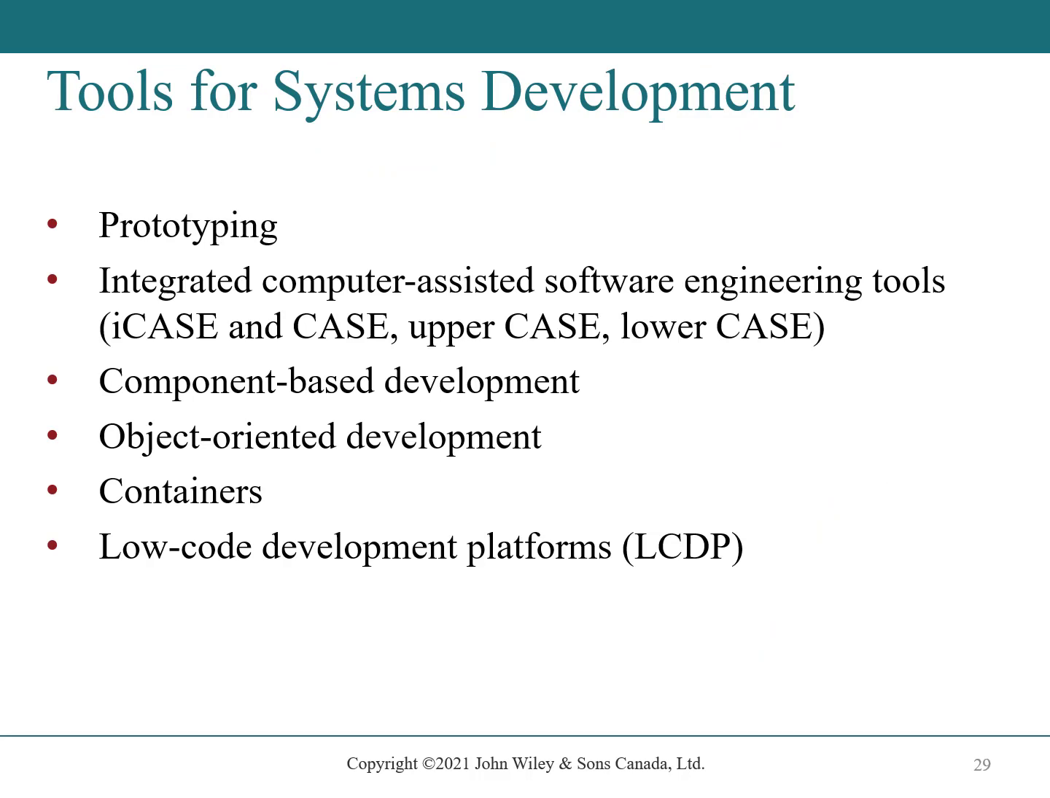Tools for systems development: prototyping, integrated computer-assisted software engineering tools, I-CASE, with CASE uppercase and lowercase, component-based development, object-oriented development, containers, and low-code development platforms, LCDPs. In prototyping, the approach defines an initial list of user requirements, builds a model of the system, and then refines the system in several iterations based on users' feedback.